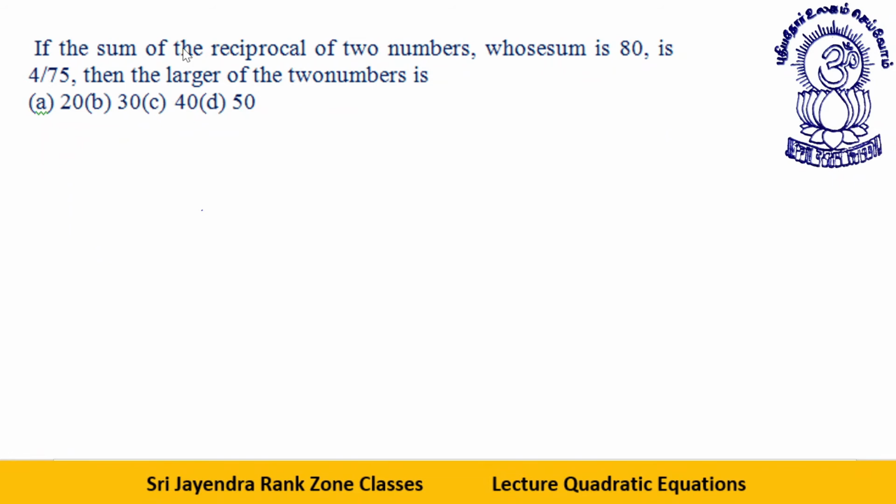The sum of the reciprocals of two numbers whose sum is 80. Let's say alpha plus beta is equal to 80, and the sum of the reciprocals is 4 by 75. Then the larger of the two numbers is C, dear students. What do we have? Sum of the reciprocals of two numbers: 1 by alpha plus 1 by beta is 4 by 75, and the sum of the numbers is 80.